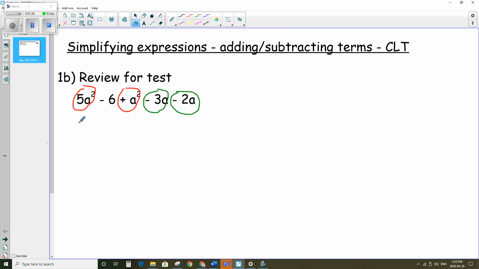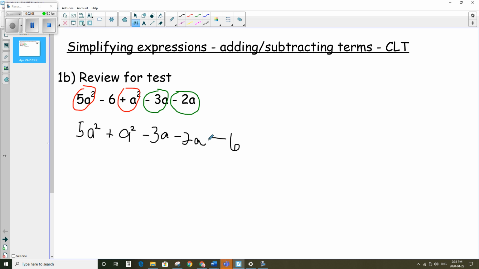All right, so I'm going to rewrite this with the terms that have the same ending next to each other. So 5a squared plus a squared, and then minus 3a. There's a minus in front of it, so that moves with the term, and then minus 2a. And then at the end, we have a negative 6, so minus 6. Okay, so that's the key I think that some of you are missing: when you move the terms around, make sure the sign directly in front of it moves with that term.